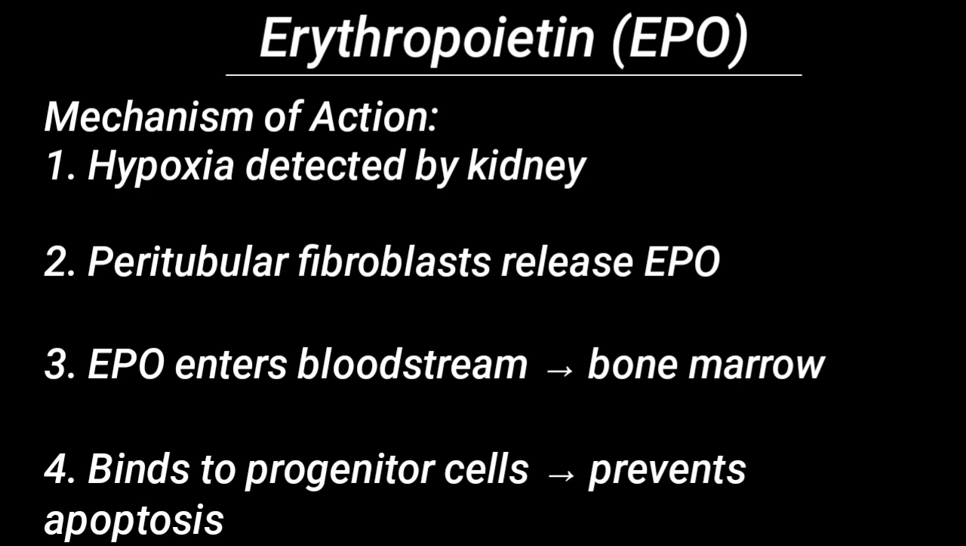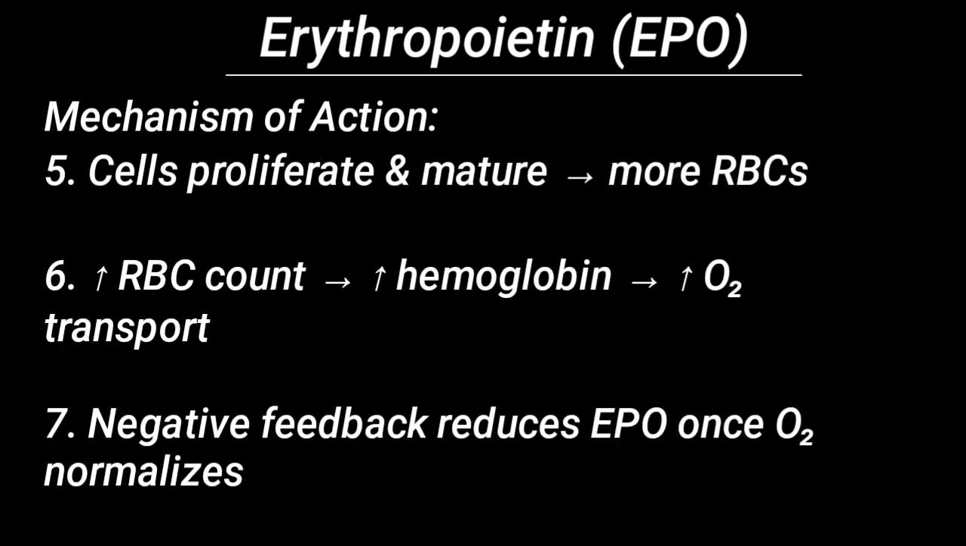And then step 4 is stimulation of the progenitor cells. So the erythropoietin binds to receptors on the erythroid progenitor cells, which are the early precursors of red blood cells. And then this prevents them from undergoing programmed cell death, which is apoptosis. Instead, they proliferate and mature into red blood cells. Now step 5 is increased red blood cell count.